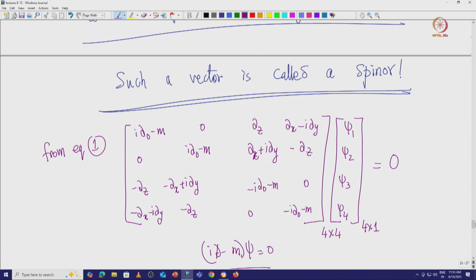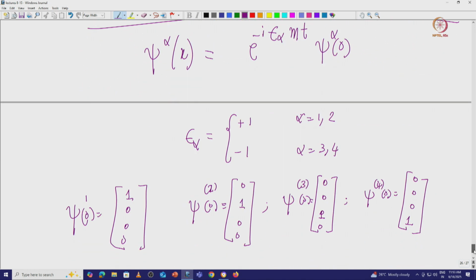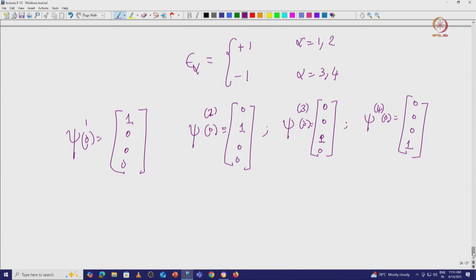Now these components would be psi up and down. So these are called spinors essentially. These are the four spinors which you have. It is a 4 component spinor. This is called a Dirac spinor.